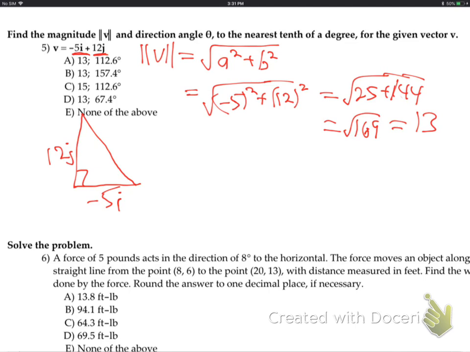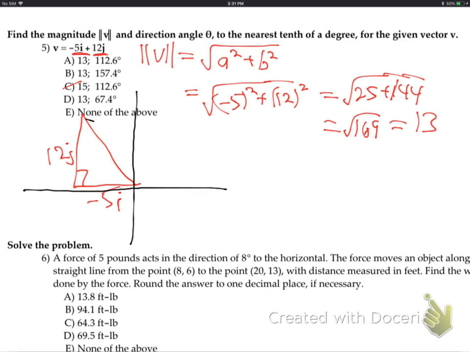So we got that. It's not answer C, that's out. But the rest are still in the ball game. A, B, and D all say magnitude 13, which is correct. Now we've got to find the angle. How do you find the angle? Let me put this on the axis system.